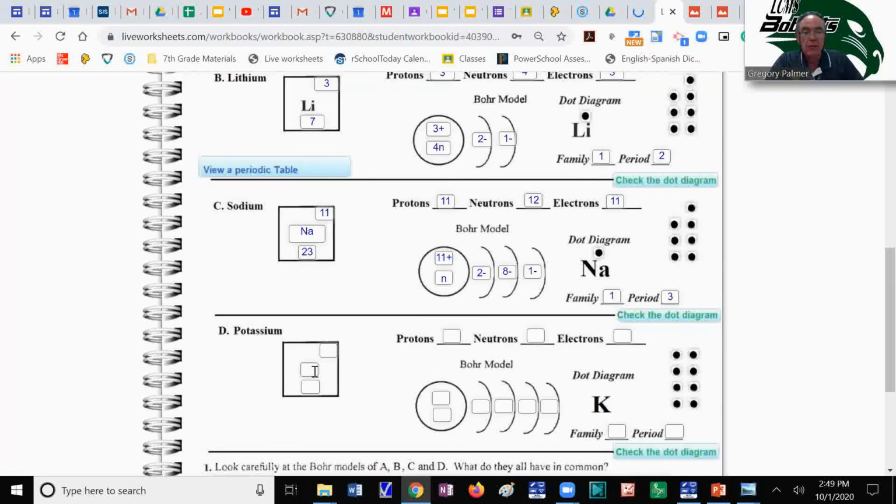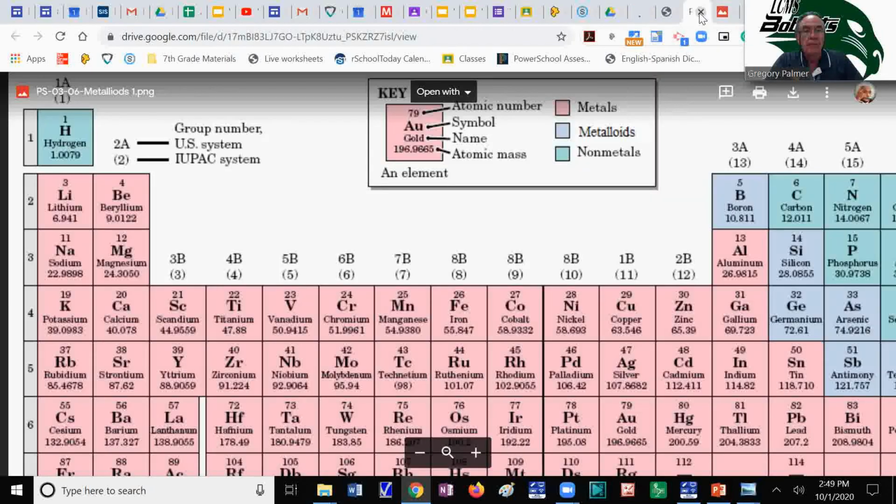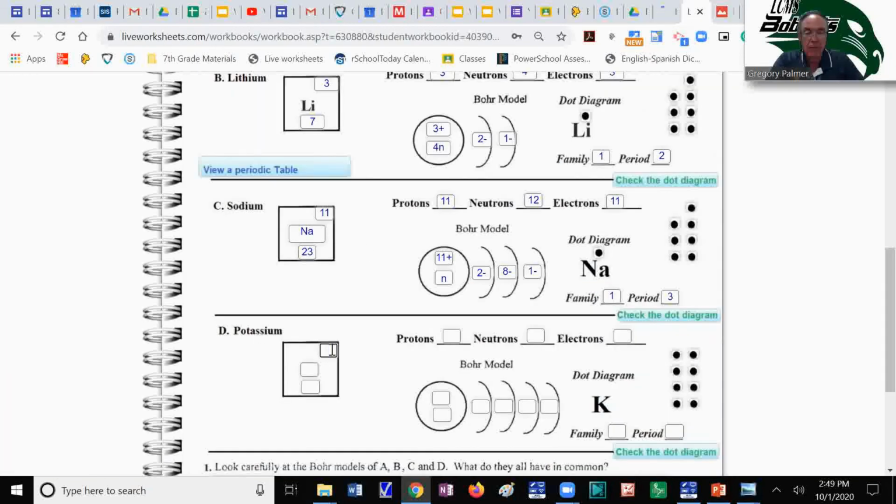And the next one they ask us to do is potassium. So we're going to look at the periodic table. I'm going to shut this tab. We see potassium is right here. It has an atomic number of 19, and it has a mass of 39, and its symbol is K. We know that it has 19 protons. Because it has 19 positives, it also has 19 negatives. To find the number of neutrons, we take 39 minus 19, so it would be 20.